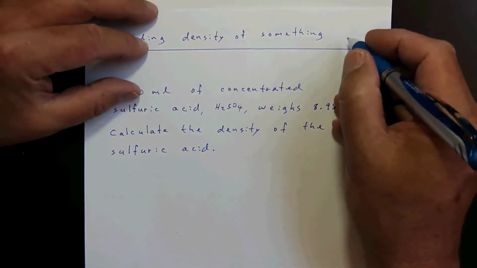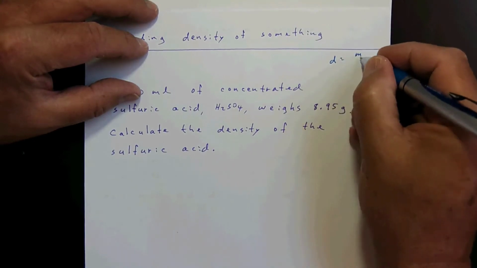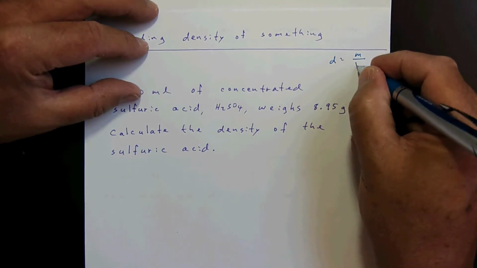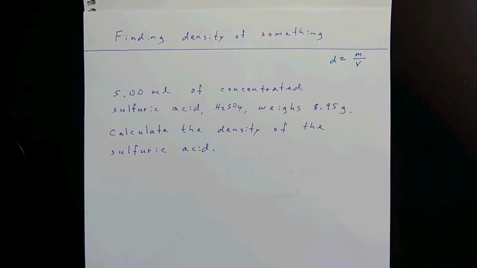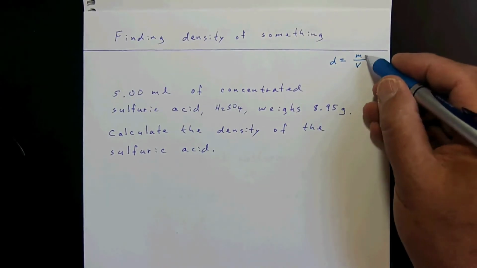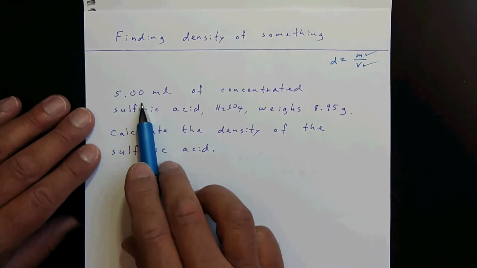Density, I'm sure you've been told in lecture by now, is defined as the mass of something divided by its volume, how much space it occupies. That tells you the density of something. So if you want to find the density of a particular substance, you got to make two measurements. You got to measure how much it weighs. You got to measure how much space it occupies. What is its volume? Simple example here.